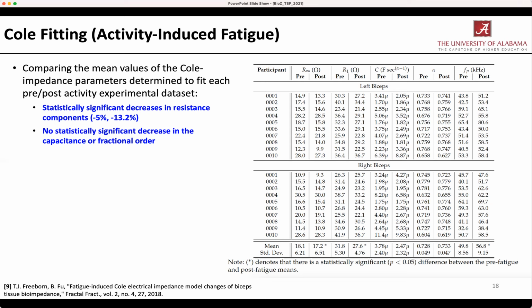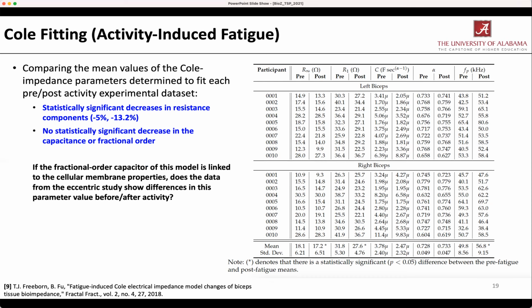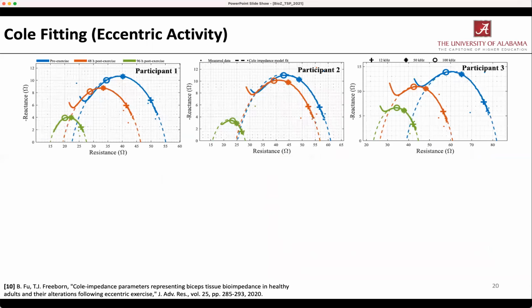We initially started this because we wanted to explore if the capacitance is linked to cell membrane damage. So no change in the capacitance, no change in the fractional order as a result of that concentric activity. Okay. That does not violate what we were expecting, right? We didn't see changes after 24 hours, so that aligns with what we already saw. But the bigger question now is, is there a change in the eccentric study? We've got this tool, we've got this model, let's apply it now to that next data set.